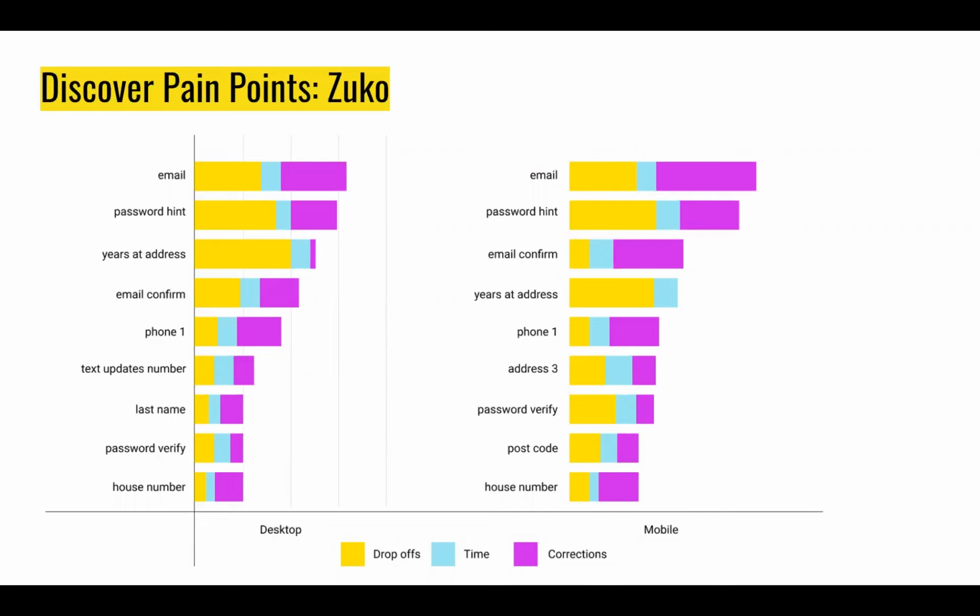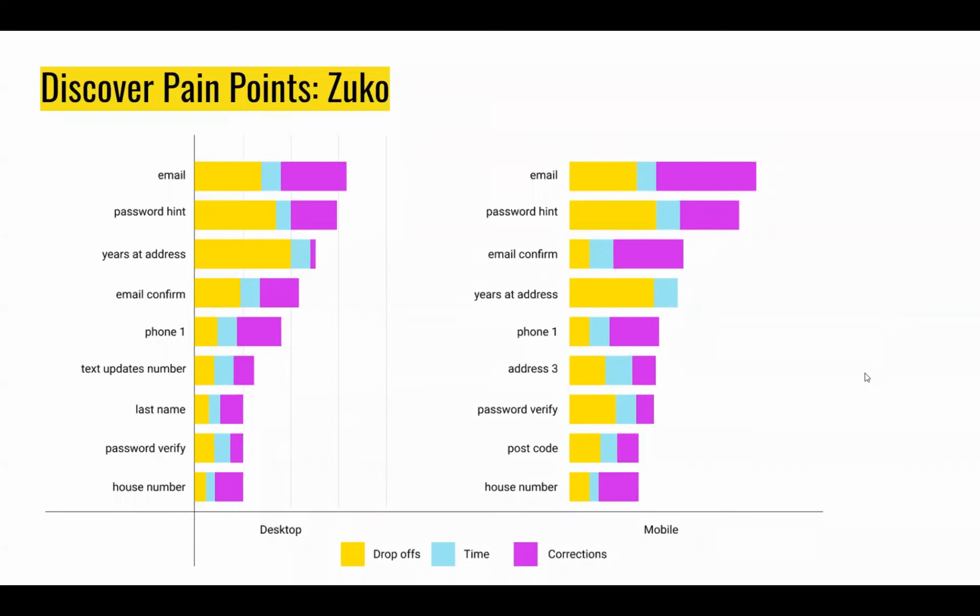So the yellow is users that dropped off, the blue is the time it took them to complete it, and the purple is the number of corrections users made. And as Alan pointed out earlier, it was kind of device dependent. So there are a lot of commonalities between desktop and mobile, but slight variances depending on the device. But we knew that email and password hints and years at address were all problematic, and these are just the top 10 or so.